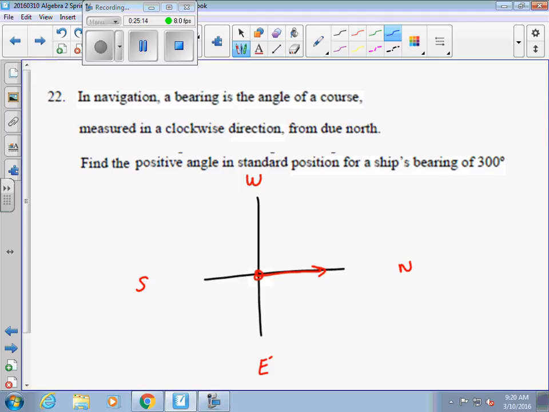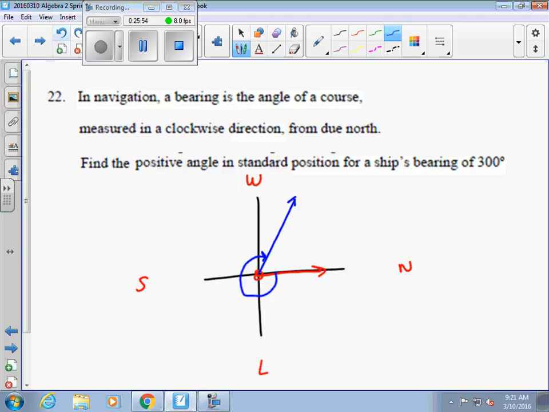Find the positive angle in standard position for a ship's bearing of 300 degrees. Even though this is clockwise and typically that is negative, bearings are only positive values. If you go 300 degrees, we know 360 is all the way around, so we're going to go 60 less than that. It's going to be right here, in this direction. That is a bearing of 300 degrees, even though we know that's a negative angle.